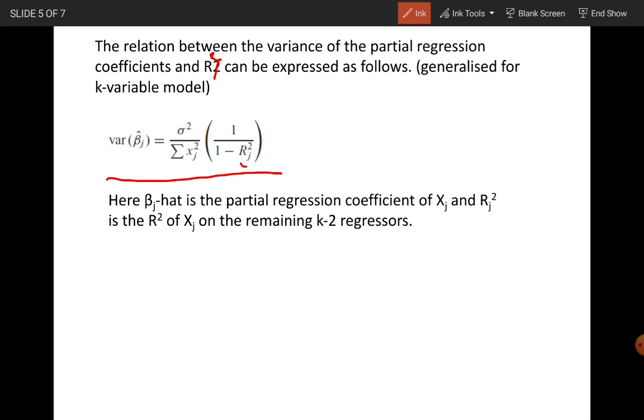Observe that rj square appears in the denominator of this model, where rj square is the r square from the regression of xj on the remaining k minus 2 regressors. So just keep this formula in mind for future discussions. You don't need to derive or learn the derivation.